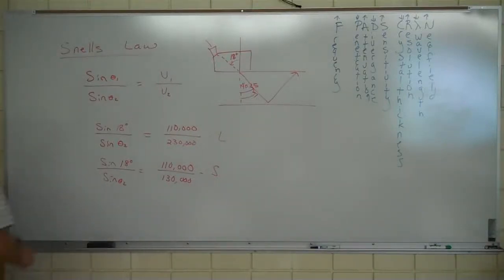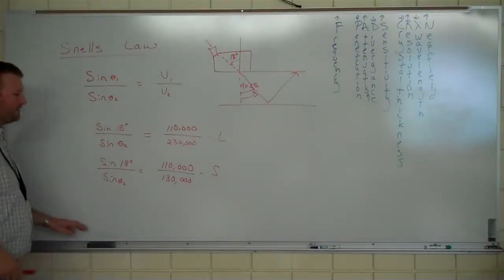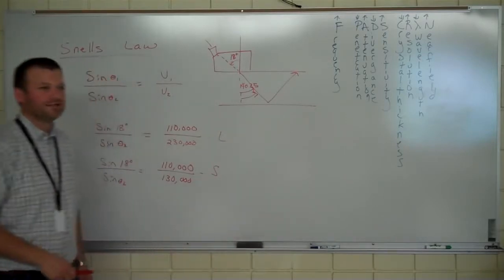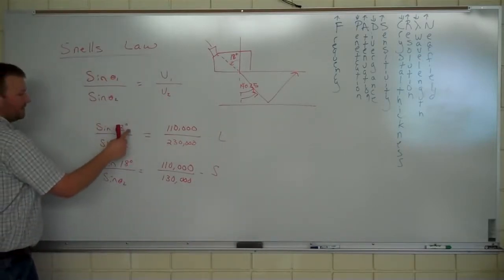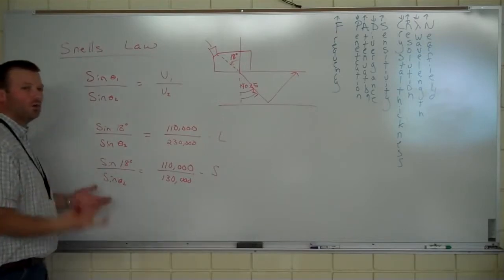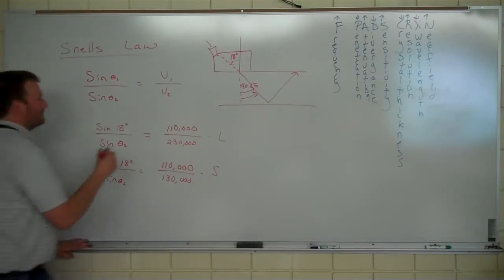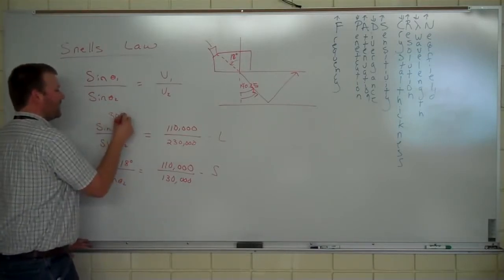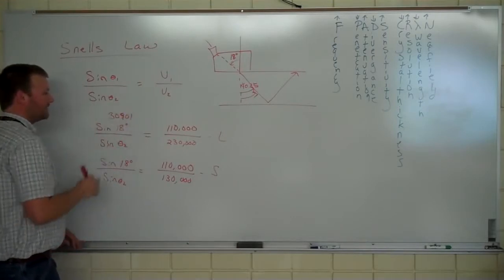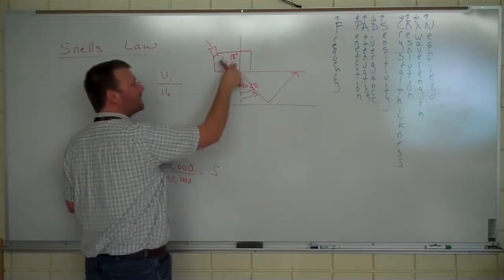All right, Snell's Law. One more time here. The sine of 18 degrees is 0.309. Okay, let's carry it out to 5 decimals just for kicks and grins here. 0.30901. Good with that? That is the sine of this angle right here.